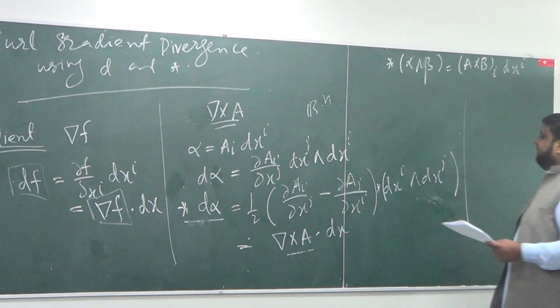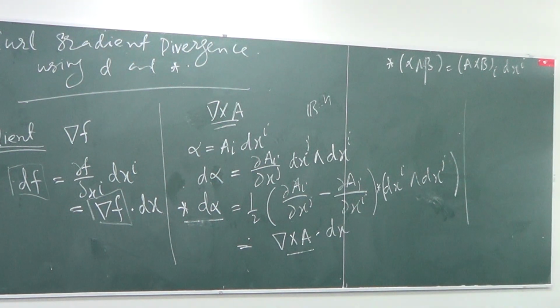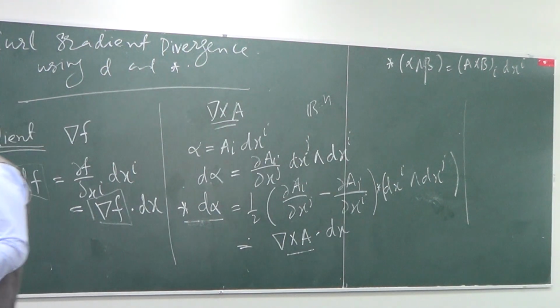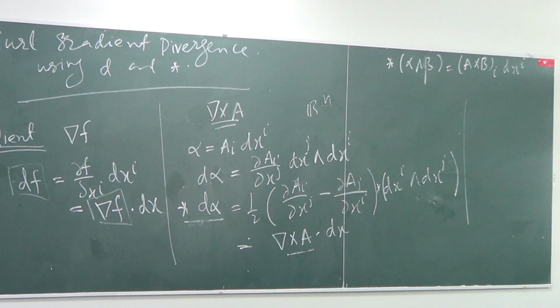How can I write divergence? For divergence, I have 2 ways to write it.